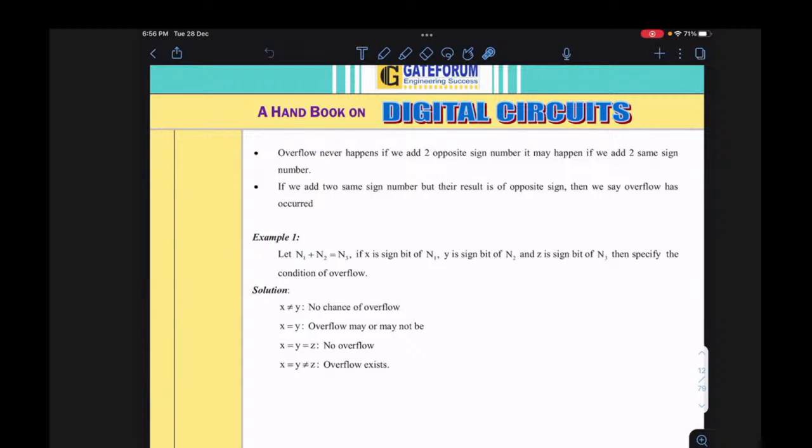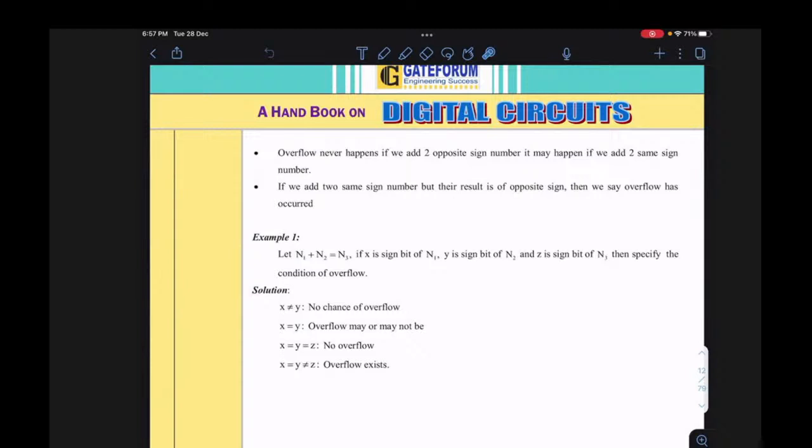So no matter how big or how small the number is, if you know both of the signs are the same, that is both are positive or both are negative, it means the corresponding answer should also be positive or negative. If we are adding 2 same sign numbers and the sign bit is also the same, then overflow will not happen. But if you are adding 2 positive numbers and the answer is negative, or if you are adding 2 negative numbers and the answer is positive, that means overflow is happening.